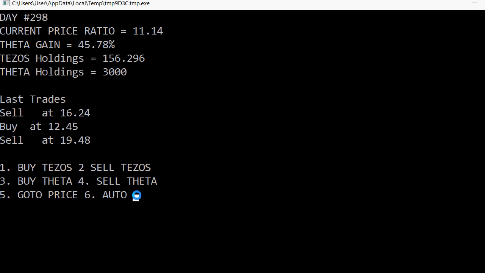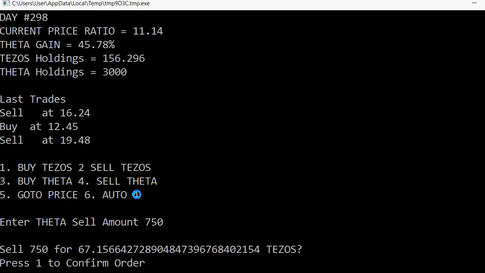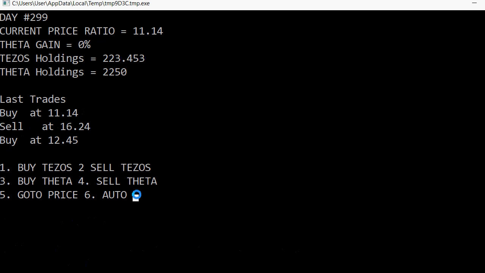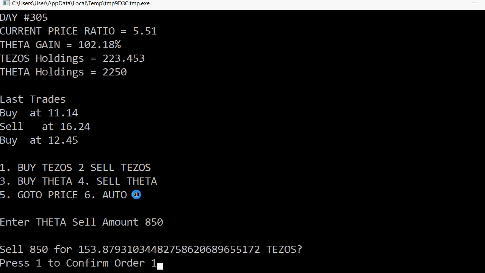11.14, that's a Theta gain of 45%, so let's go ahead and sell. Well, I could be playing this more aggressively for better gains too, but 750. And then, oh, there's a doubler play. So when you get these big moves, how aggressively do you want to play this? Let's go like 800, 750, 900 type deal. Let's go 850 and get 153 Theta.